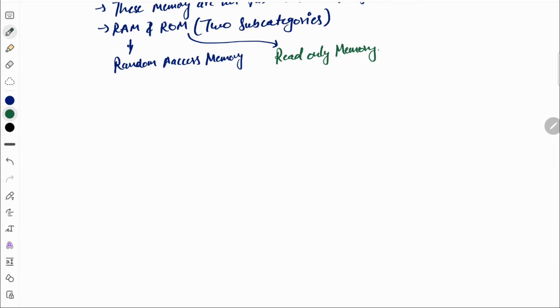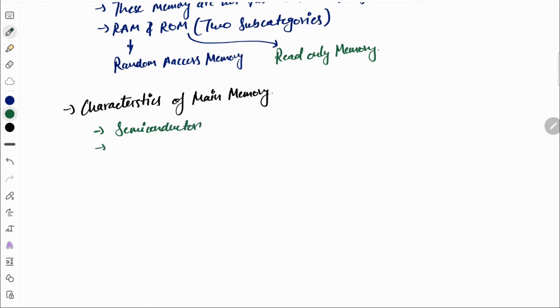Characteristics of main memory. Here are some characteristics: semiconductor, main memory, primary memory, fast and volatile. It is also known as working memory.